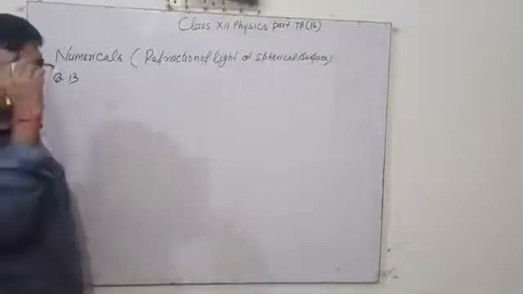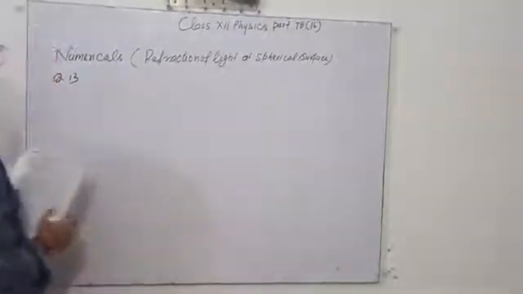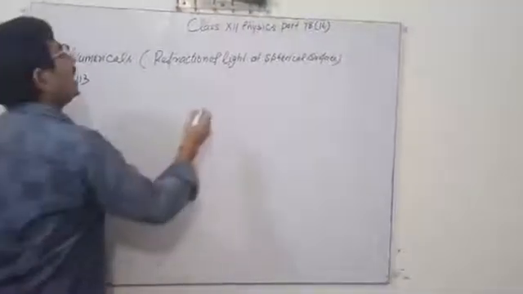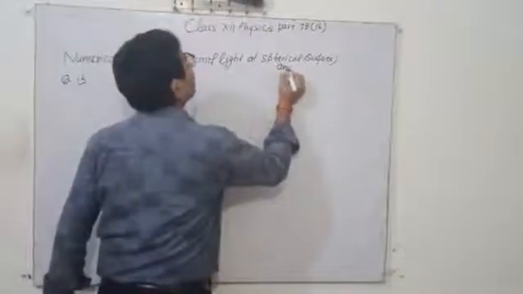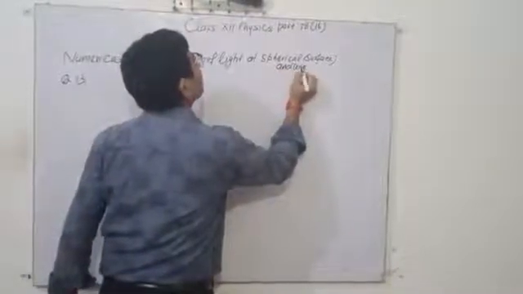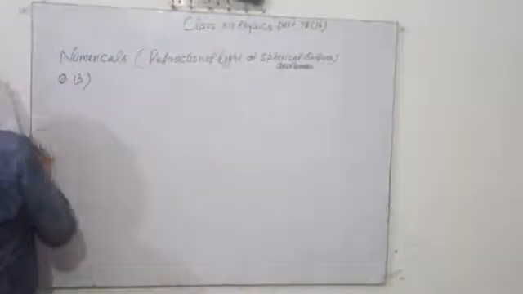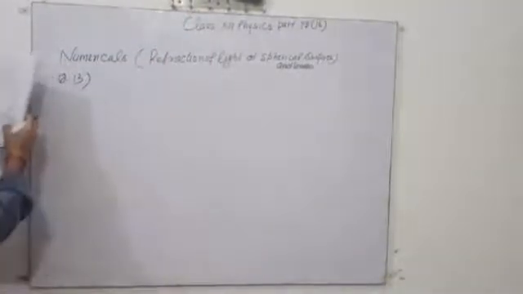I am going to explain the numericals related to refraction of light at spherical surfaces and lenses. First, come to question 13 here. What is given in question 13?